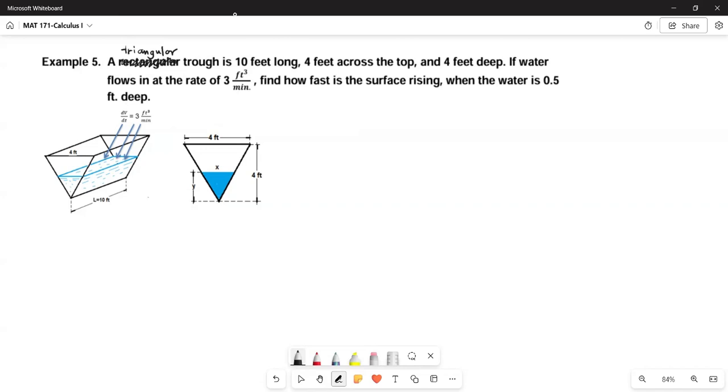4 feet across the top, which is the base of our trough, and then 4 feet deep. So it's already written in our drawing. If the water flows in at the rate of 3 cubic feet per minute, find how fast the surface is rising when the water is 0.5 feet deep.